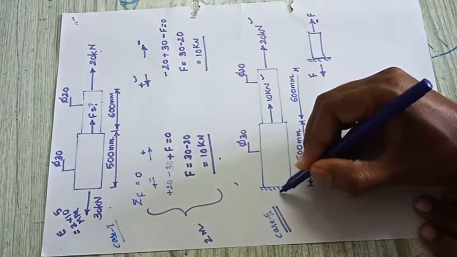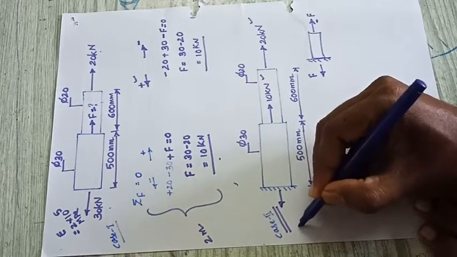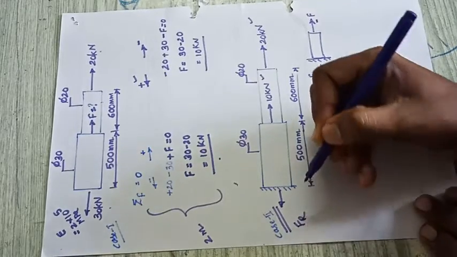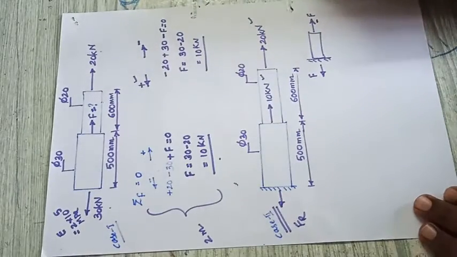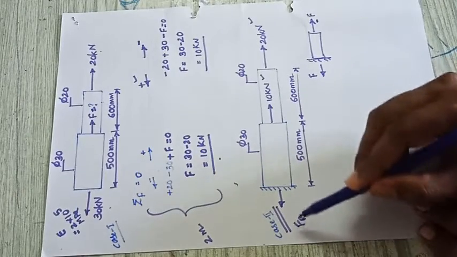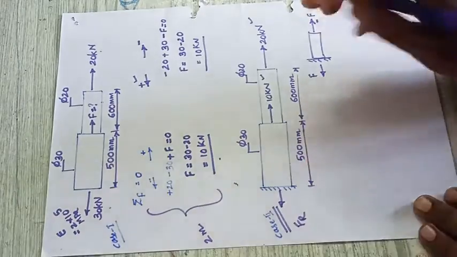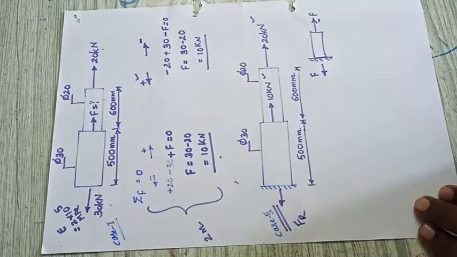So I will take a reaction force, I will write here as FR, reaction force. These two forces are acting to the right, so definitely the reaction force will be acting in the left direction. So based on the direction of the applied force, we will get the direction of the reaction force.